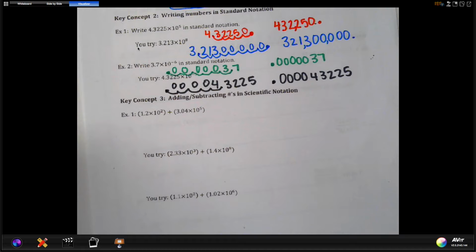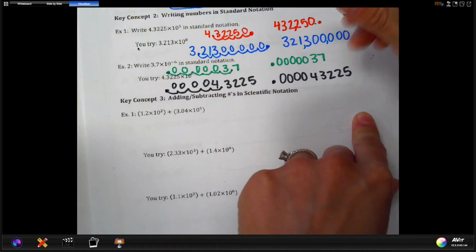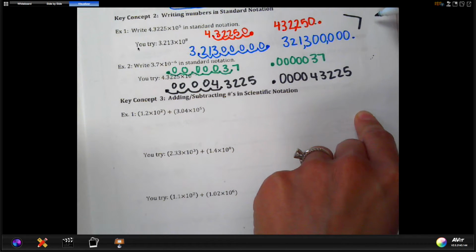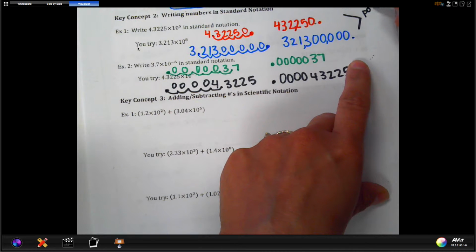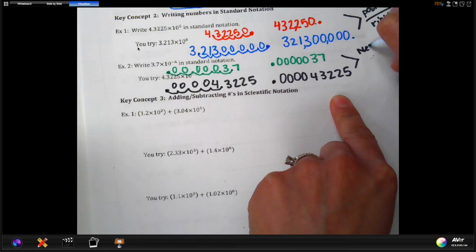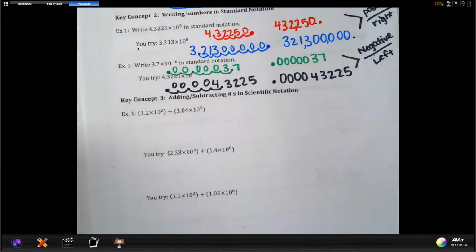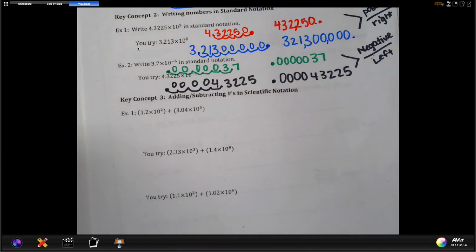Okay, so the idea when we're going back into standard form is that when we have positive exponents, we move our decimal to the right. And if we have negative exponents, to go back into standard, we're going to move our decimal to the left. This is opposite of what we did when we did scientific notation because we are undoing it.